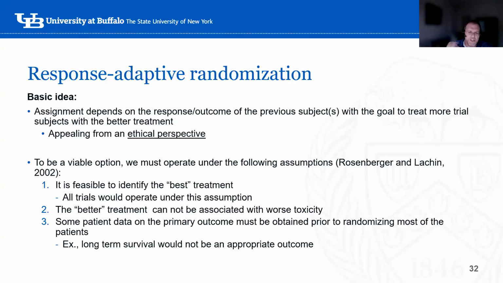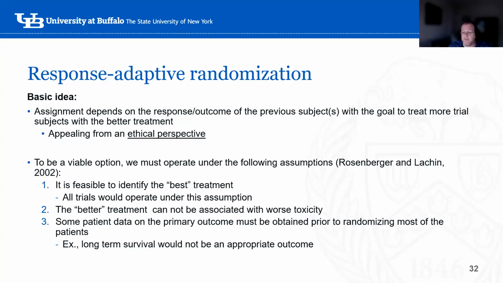So if I start to see during the trial that A is a superior treatment, it makes sense from an ethical standpoint. I'd want to give more people A as I go through the trial. And that's the idea of response adaptive randomization. Now, for me to implement response adaptive randomization, of course, it needs to be feasible for me to identify what the best treatment is based on this outcome. And of course, you shouldn't do a trial if that's not true. So that's kind of a no-brainer.